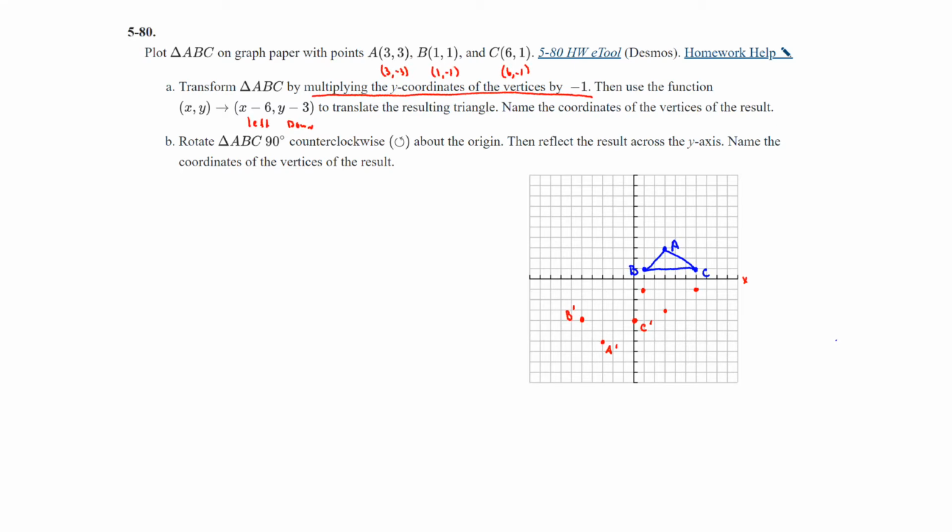Let me write these down on here. A prime now appears to be at negative 3, negative 6. B prime looks like negative 5, negative 4. And C prime looks like 0, negative 4. And then we'll graph that.